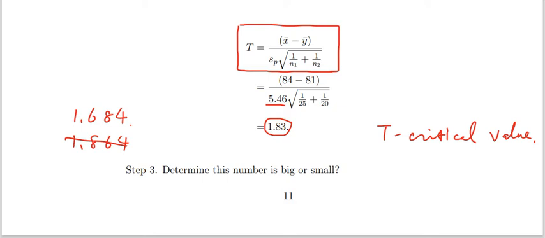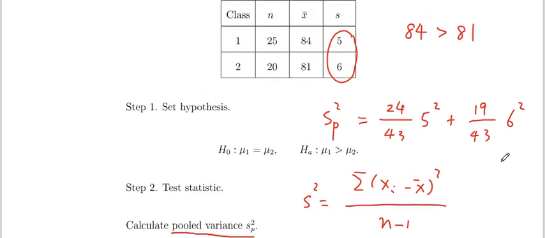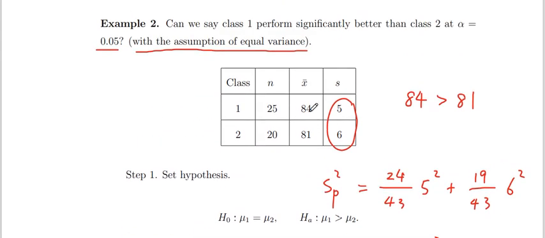Okay, so use this as the standard. We can say this number 1.83 is big, right? So let's go back here. In this case, this difference is significant. And can we say class 1 performs significantly better than class 2? So this time we say yes, right?